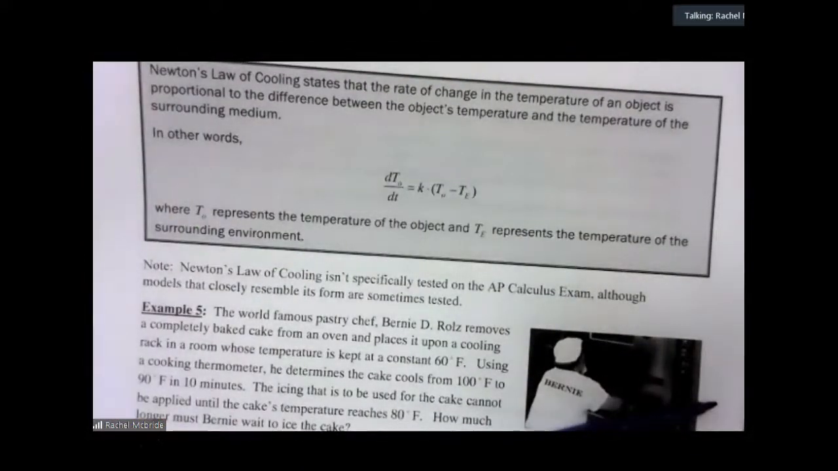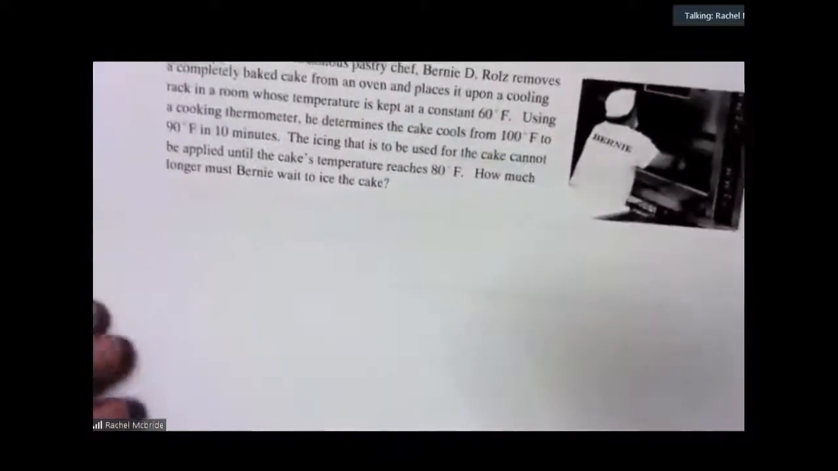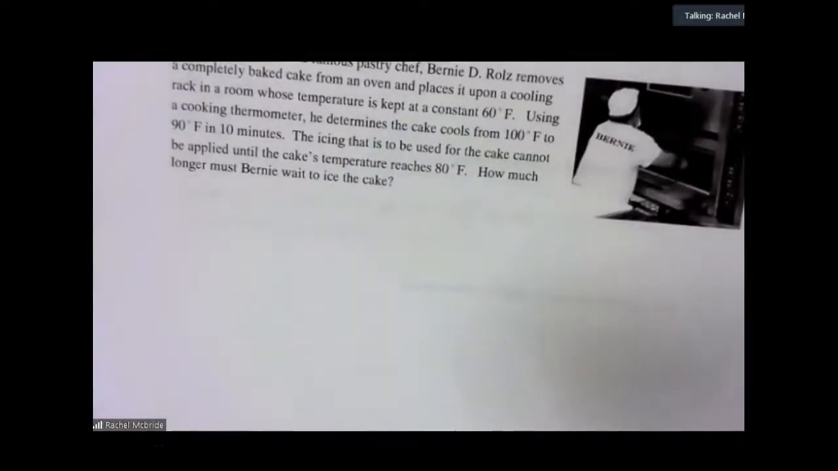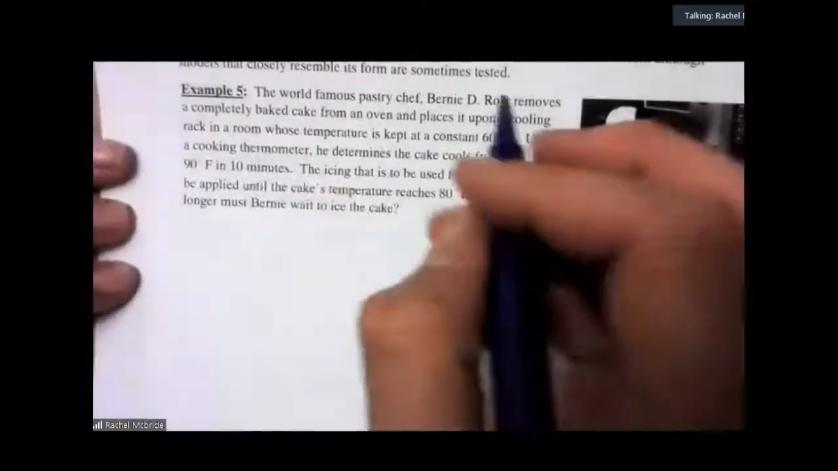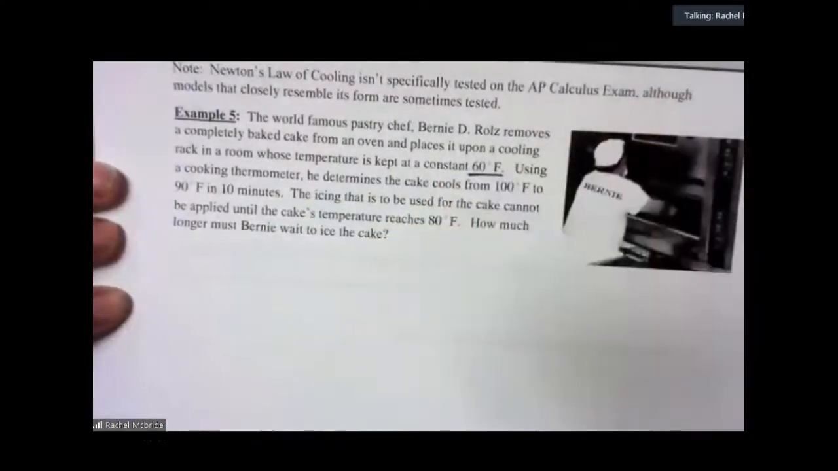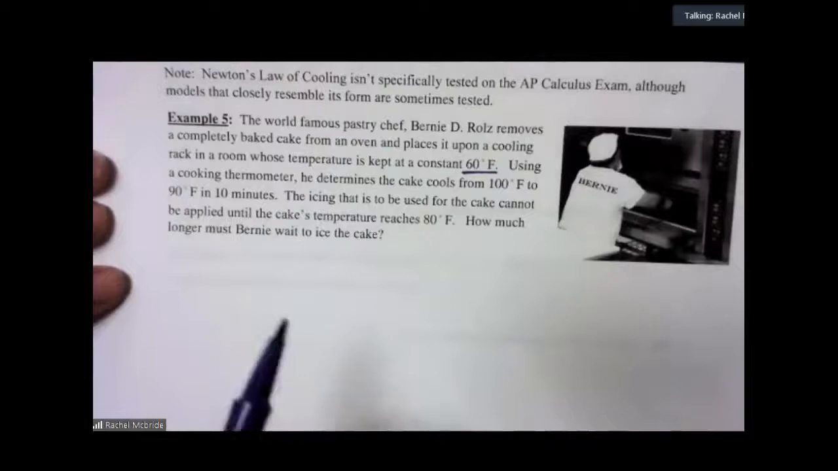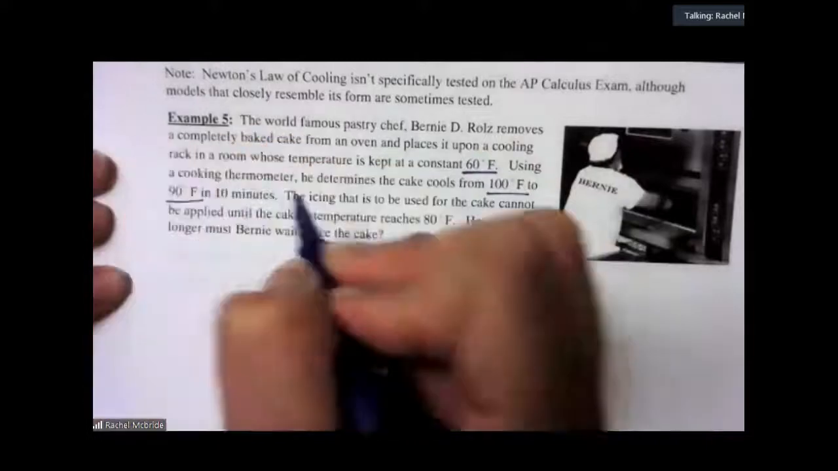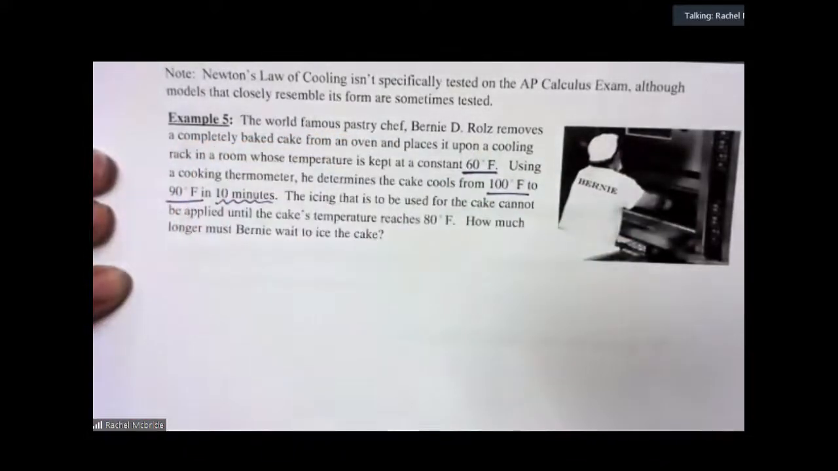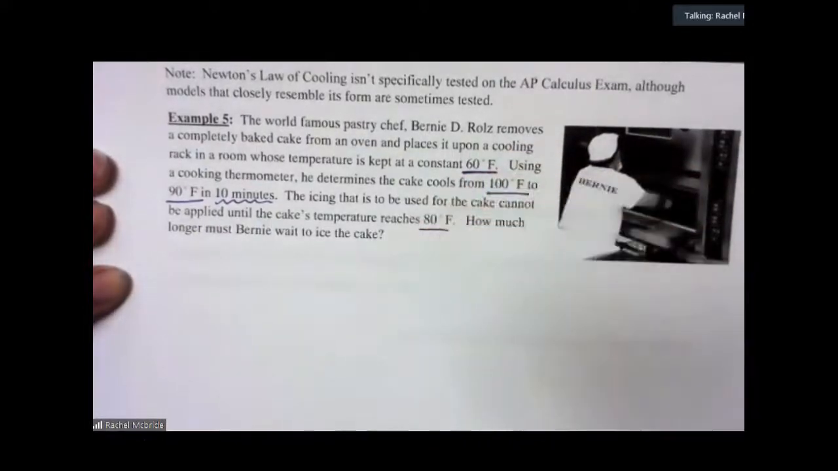So we're going to do it with a less kind of creepy condition, and we're going to look at a pastry chef removing a cake from the oven. It says it's placed upon a cooling rack in a room whose temperature is 60 degrees. That's pretty chilly in my opinion. Using a cooking thermometer, he determines that the cake cools from 100 to 90 in 10 minutes. The icing cannot be applied till it reaches 80 degrees. How long does he need to wait?